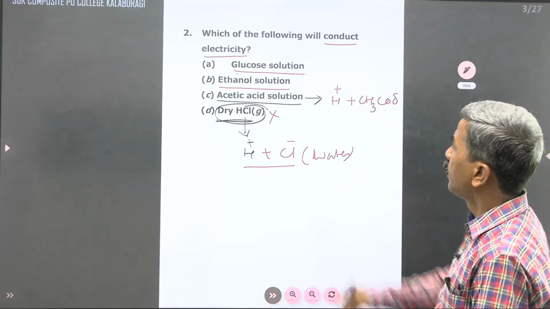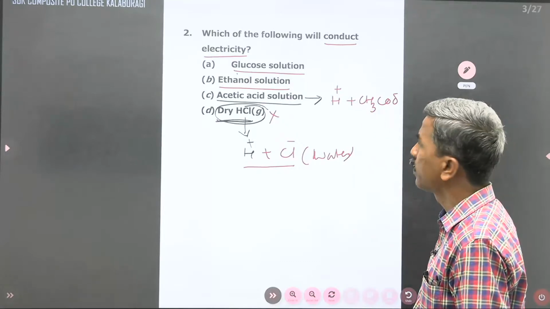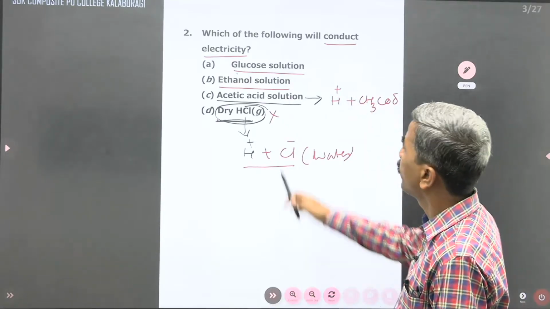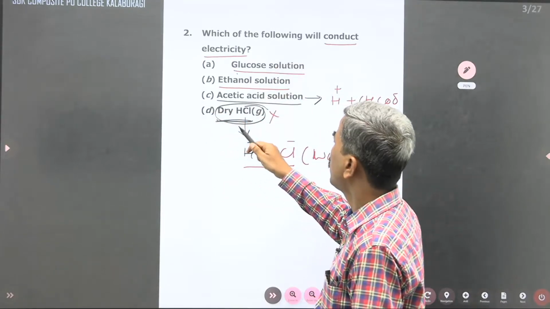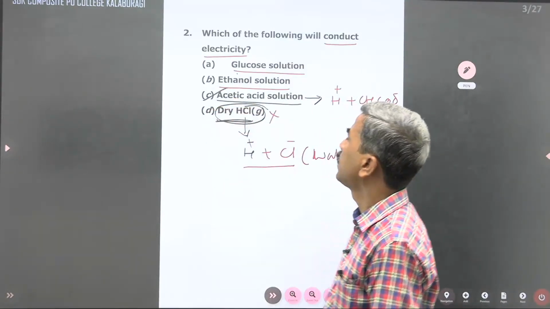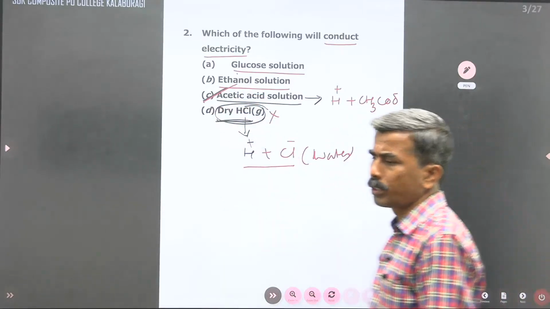So based on that, this acetic acid will dissociate into H plus and acetate ions, and these ions are responsible for conducting electricity. Due to that reason, for this question, option C, the acetic acid solution, is going to be correct.